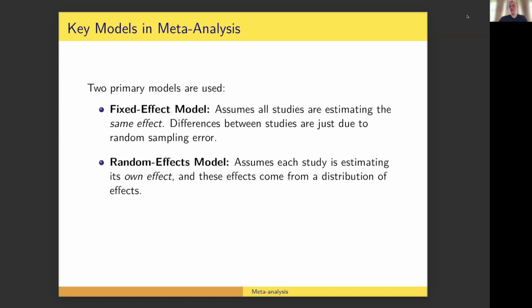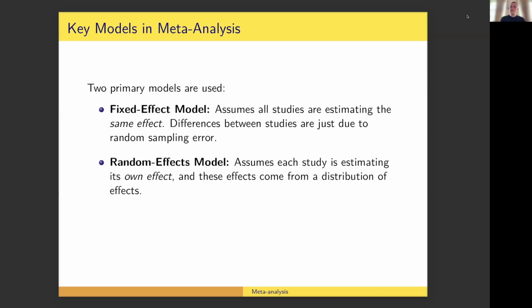The two primary models used in meta-analysis are the fixed effect model and the random effect model. The fixed effect model assumes that all the studies that you are combining are estimating the same effect. This could be if you have drug A versus drug B, and you have 5 or 10 studies that have done RCTs comparing those two together. Then they're trying to estimate the same effect. The estimates will be a little bit different in each study, but that's just down to sampling error.